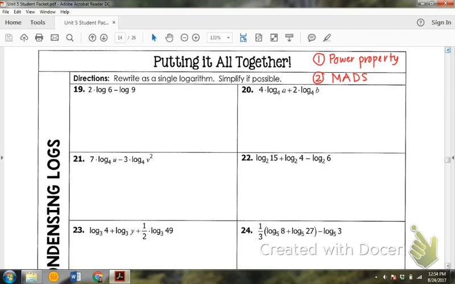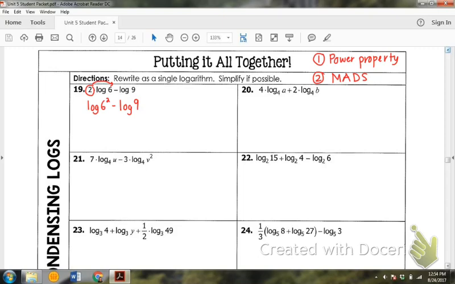So in number 19, do I have a power property, Braxton, that I need to take care of? Yeah. Which one? 2 needs to go up to the what? The 6 and the 9, or just the 6? What do you guys think? Is the 2 on the log 9? It's not. It's only with log 6. If it was with both, it would be in parentheses, and the 2 would be going to both of them. Okay? So the 2 is only going to go to the 6. So I have log base 10 of 6 squared, minus log base 10 of 9.